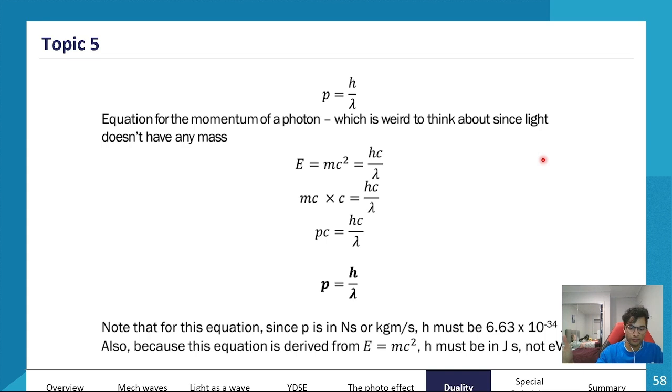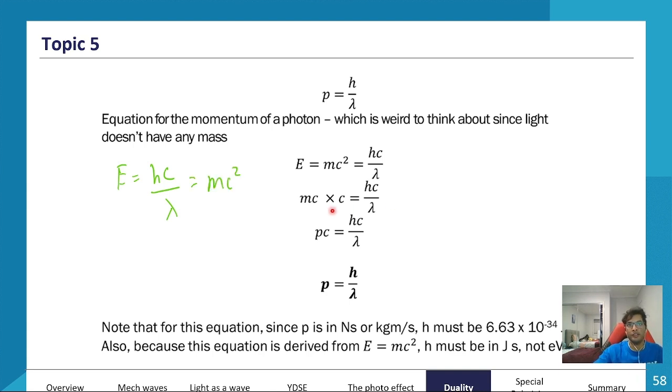But what we can do is make things slightly more interesting. We know that energy is equal to hc divided by lambda. You don't need to know this, but just a little aside. Energy is equal to hc divided by lambda, but we also know energy is equal to mc squared.